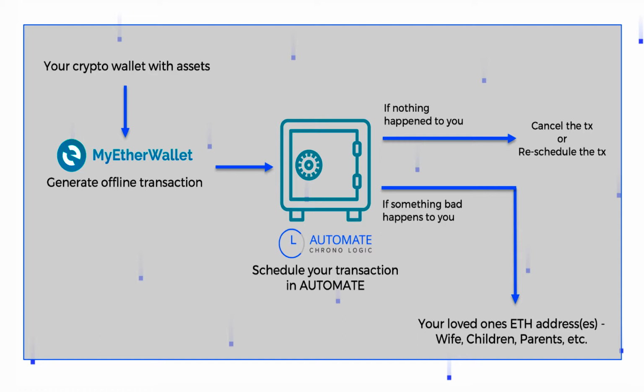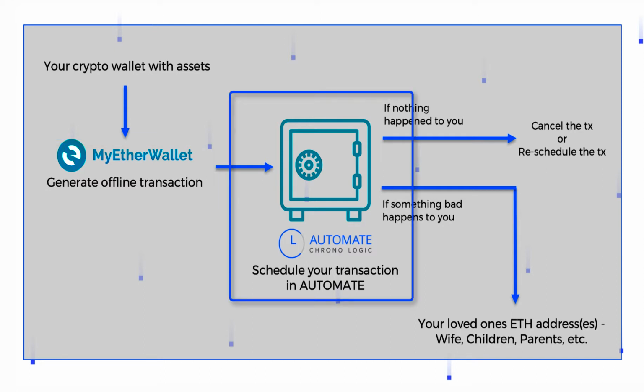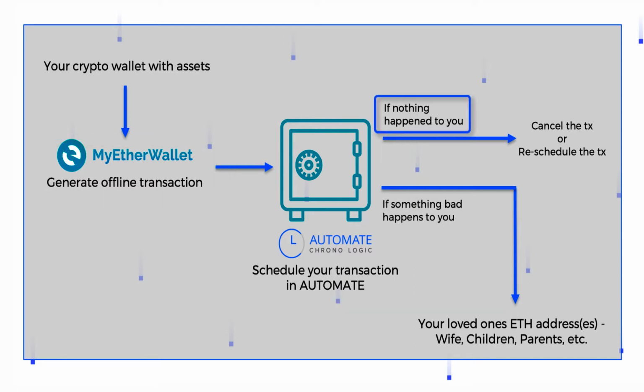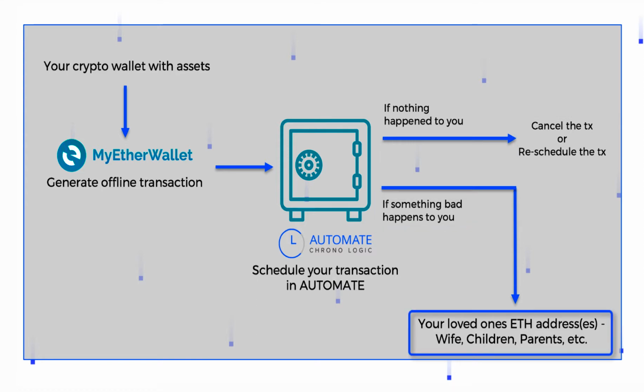Before we get started, here is a diagram that shows you how this is going to work. So first, this is your crypto wallet with assets. Then, you generate an offline transaction using MyEtherWallet. Then you schedule a transaction in Automate. So if nothing is going to happen to you, you can cancel the transaction or reschedule the transaction. So if something bad happens to you, your crypto assets will be sent to your loved ones. So you should be able to know the ETH address of your loved ones.